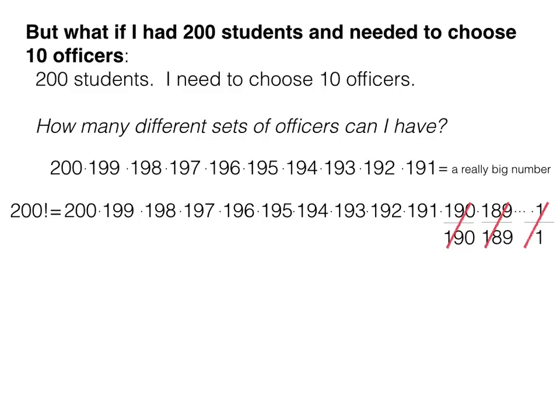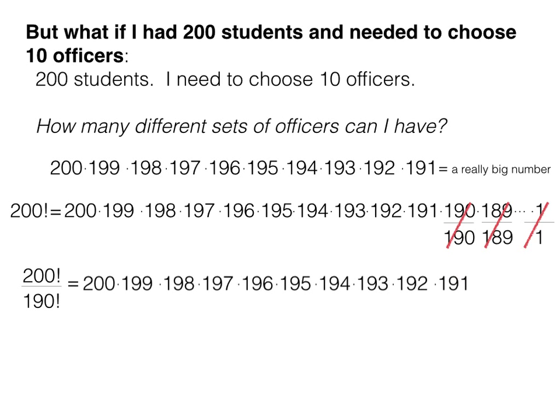So what did we actually do? We just did 200 factorial, but we divided it by 190 factorial, canceling out 190, 189, 188, 187, all the way down to 1. And what we're left with is exactly what we wanted. Why would we do this? It's just a faster way of writing it. 200 factorial divided by 190 factorial is easier to write than 200 times 199 times 198, etc.